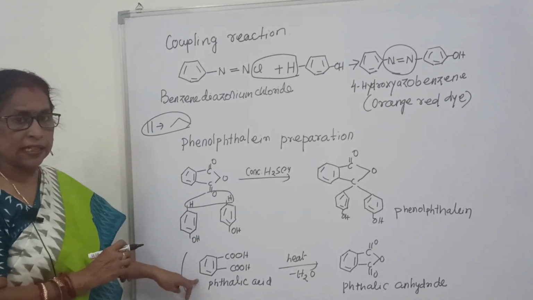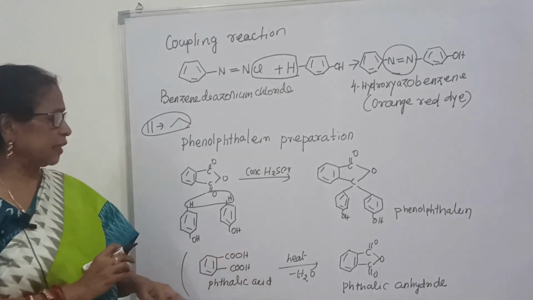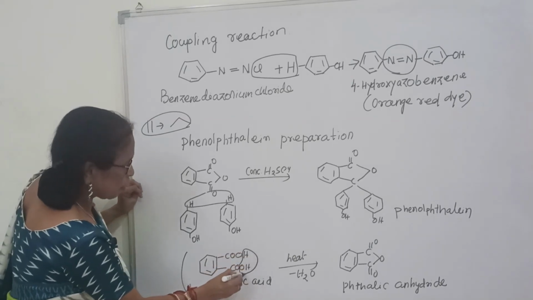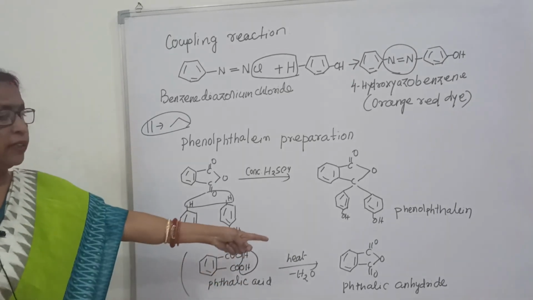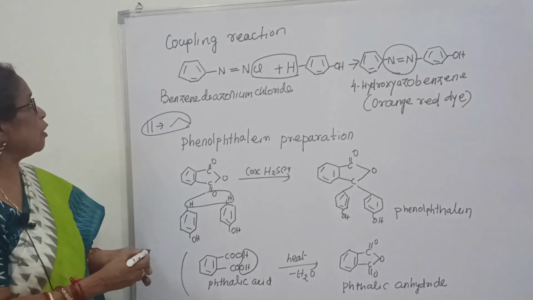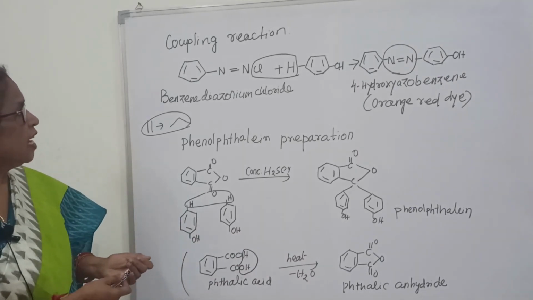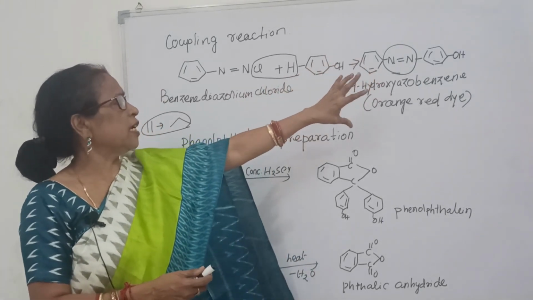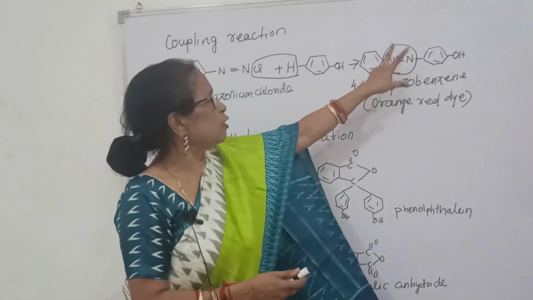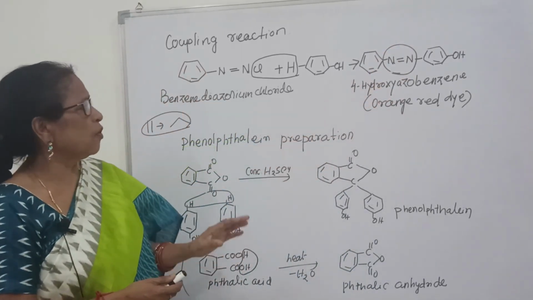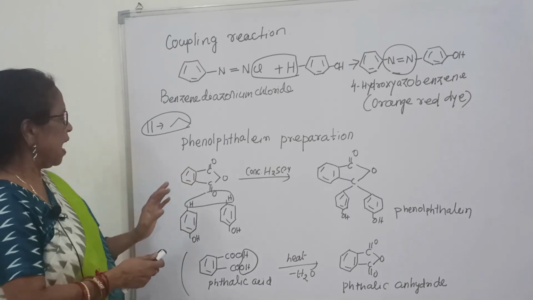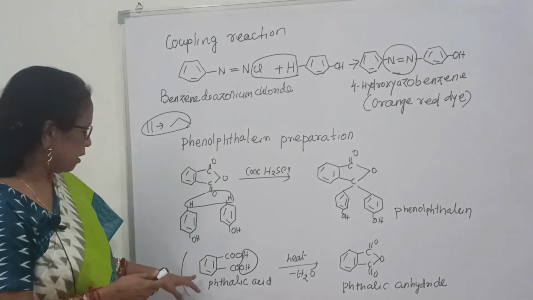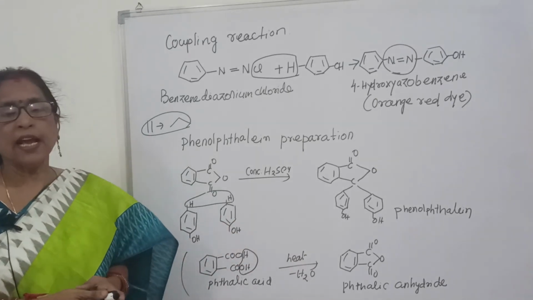Phthalic acid, you take phthalic acid and heat it and you will get phthalic anhydride. That means here 1 molecule of water is taken out on heating. So what is remaining, you put as phthalic anhydride. I hope the coupling reaction is clear. In the coupling reaction, this is the azobenzene group and 4-hydroxyazobenzene. This part is total azobenzene, this is azo group, and so 4-hydroxyazobenzene is an orange red dye, and here phthalic anhydride with 2 molecules of phenol gives phenolphthalein, and phthalic acid on heating gives phthalic anhydride.